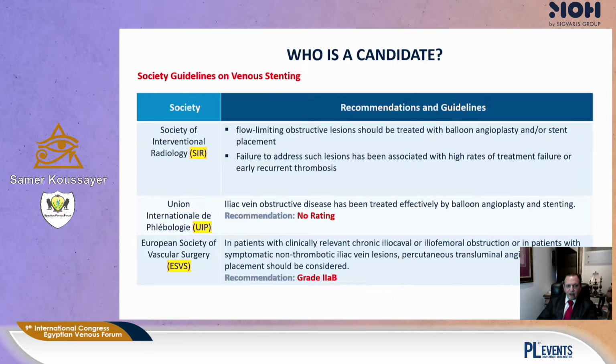And finally, we have the European Society for Vascular Surgery. They said in patients with clinically relevant chronic iliofemoral obstruction, or in patients with symptomatic non-thrombotic iliac vein lesions, percutaneous transluminal angioplasty and stenting should be considered, and they give it grade 2AB.